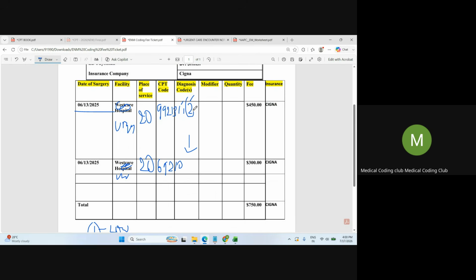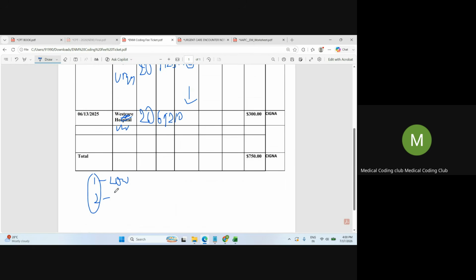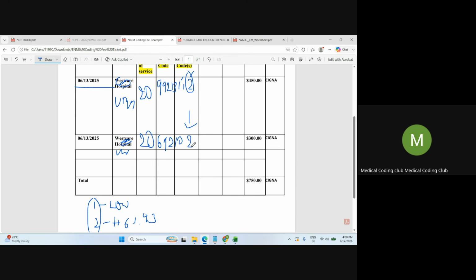Okay, so you have to code only the impacted cerumen code, H61.23, in the diagnosis position. You cannot use low back pain with the 69210 code because it is nowhere relevant. Why was 69210 performed? In order to remove the impacted cerumen, so only that diagnosis should come here. Now they are meeting the medical necessity criteria.